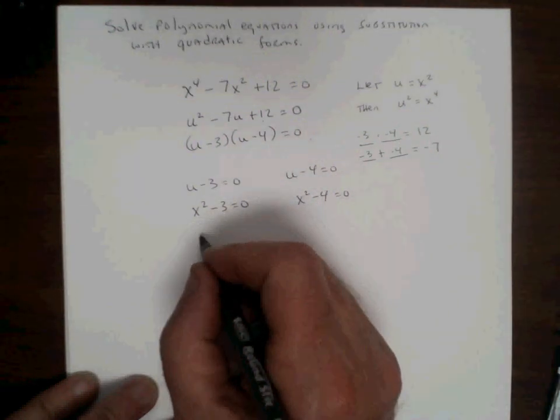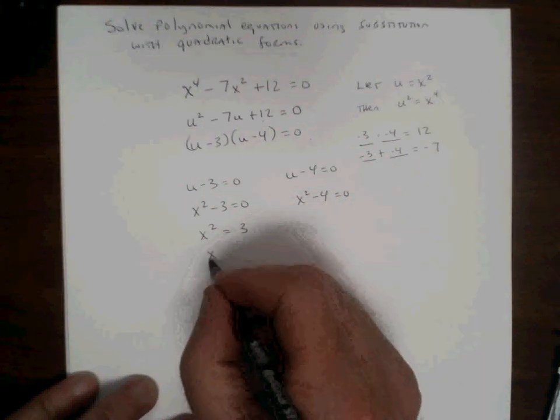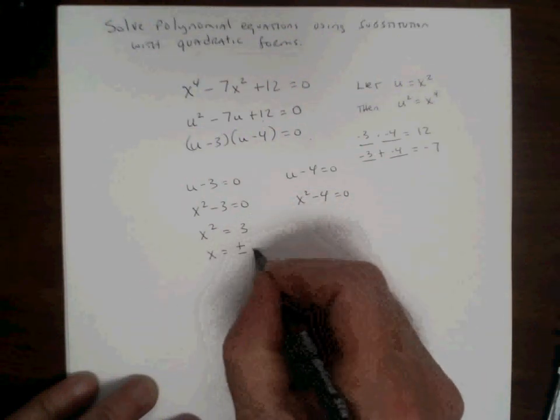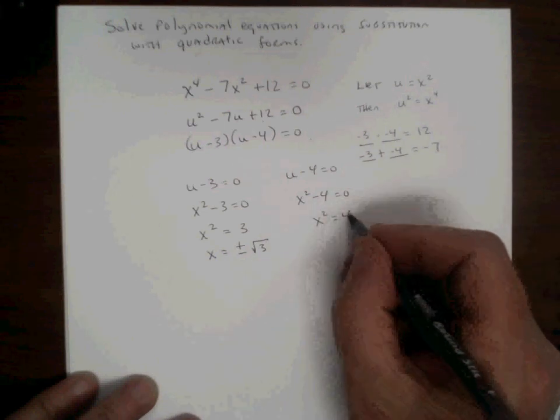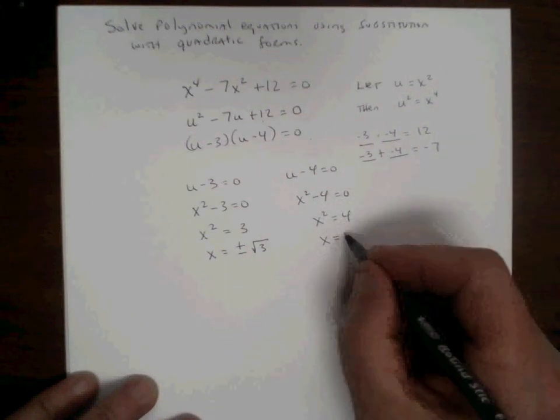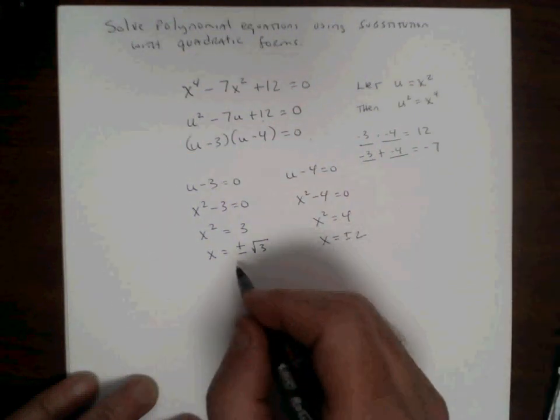Both of these are easily solvable. Add 3 to both sides and get x squared equals 3. Take the square root of both sides to solve and get x equals plus or minus the square root of 3. Add 4 to both sides here and get x squared equals 4. Take the square root of both sides and get x equals plus or minus 2.